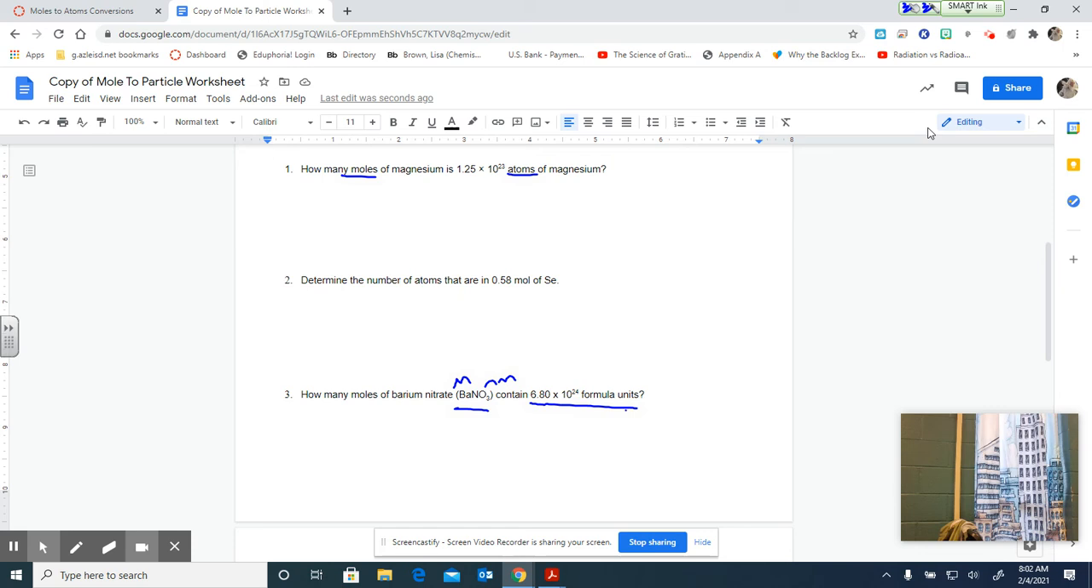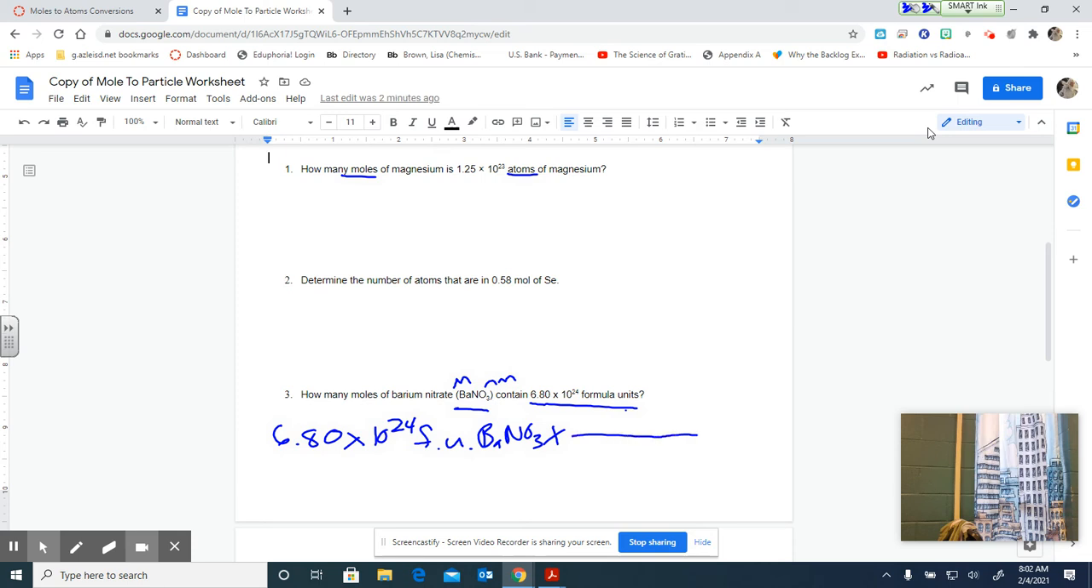So we're still going from formula units. That's what we're going to begin with, so I don't even think about anything else. I'm just going to write down what they give me. That's always how I start a problem: I don't even think about how I'm going to set it up first. I just write down what's given. So I have 6.80 times 10 to the 24, and I'm going to shorten it and put my funny FU in there, formula units of BaNO3.